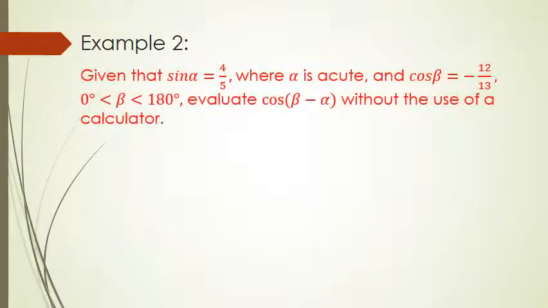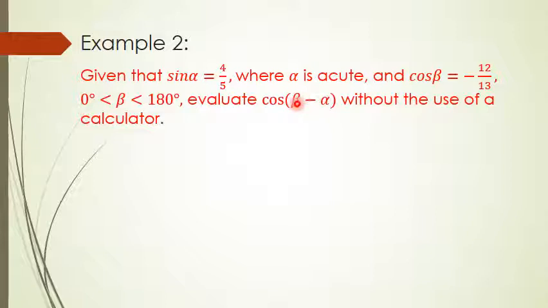Example number 2. Given that sine alpha equals 4 over 5, where alpha is acute, and cos beta equals minus 12 over 13, beta between 0 and 180 degrees, evaluate cos(beta minus alpha) without the use of a calculator. Now, cos(beta minus alpha): beta minus alpha is a compound angle. It suggests that we have to use the compound angle formula.